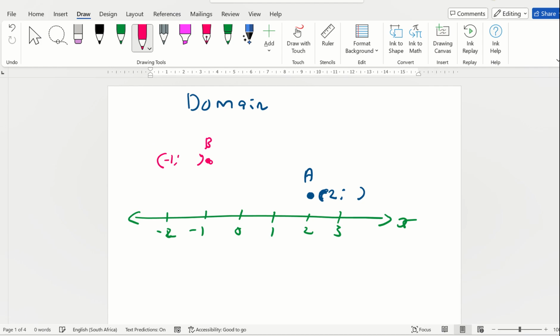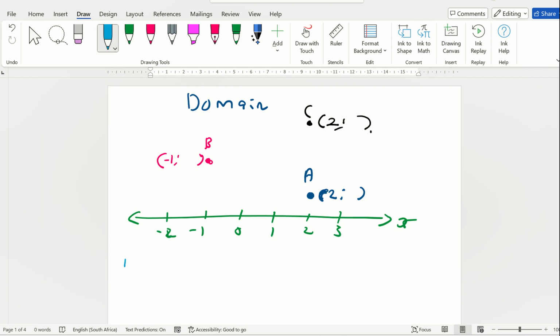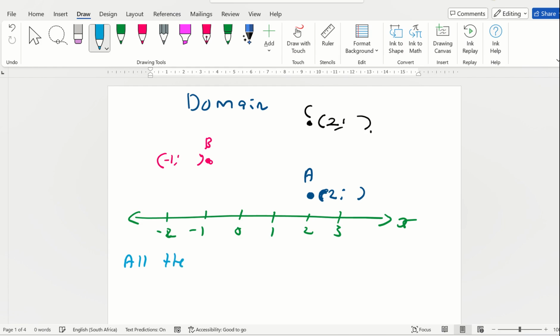Minus 1. Proper stuff. I'm going to have another point called point C. What is the x coordinate of point C? 2. Proper stuff. Now, what is domain? Domain is just, I'll write a definition so that it sticks. Domain is just all the x values of a point or a graph.